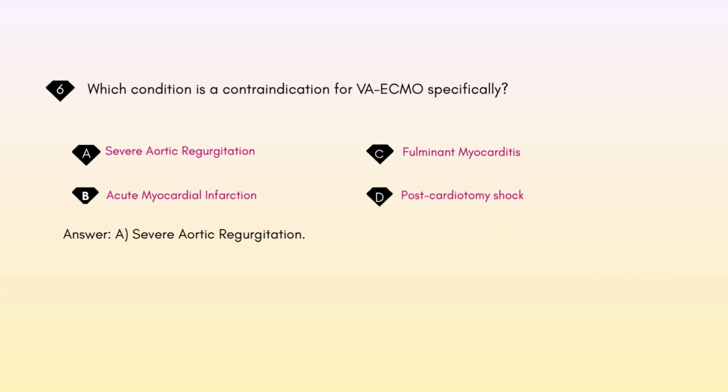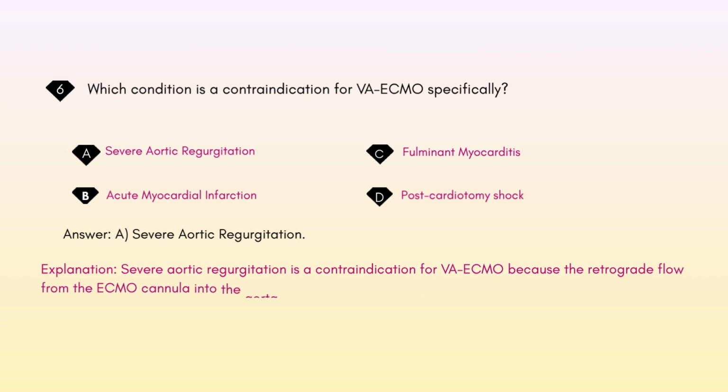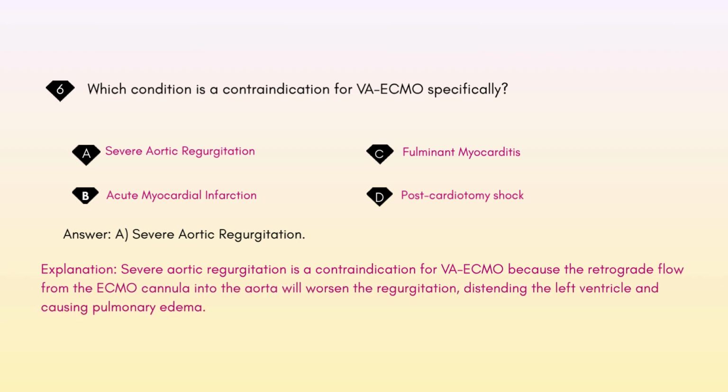Severe aortic regurgitation. Explanation: severe aortic regurgitation is a contraindication for VA ECMO because the retrograde flow from the ECMO cannula into the aorta will worsen the regurgitation, distending the left ventricle and causing pulmonary edema.